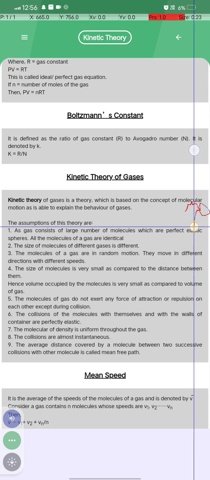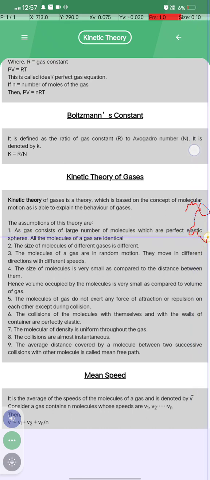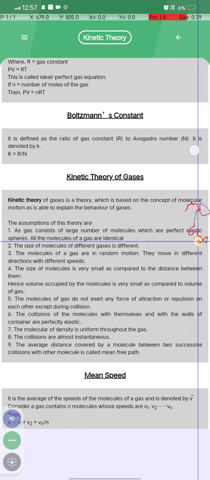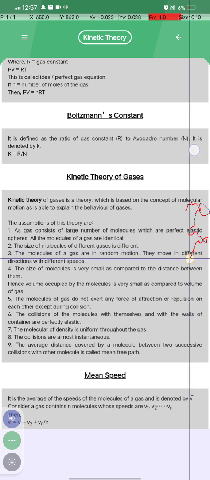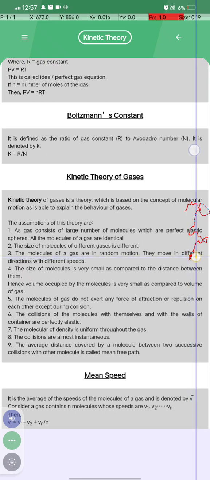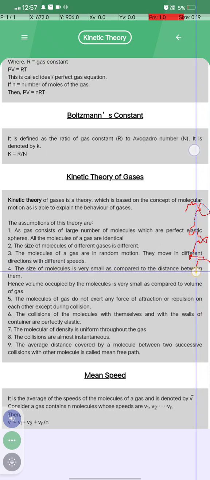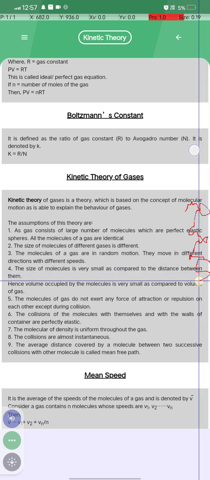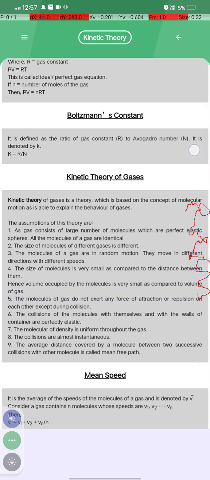The assumptions of this theory are as follows. A gas consists of a large number of molecules which are perfectly elastic spheres. All the molecules of a gas are identical. The size of molecules of different gases is different. The molecules of a gas are in constant motion, and they move in different directions and with different speeds.